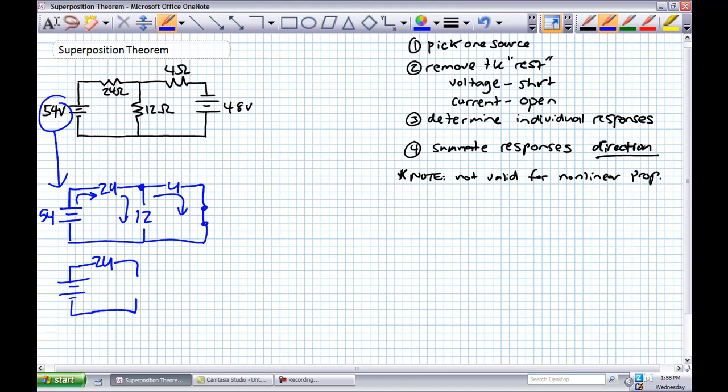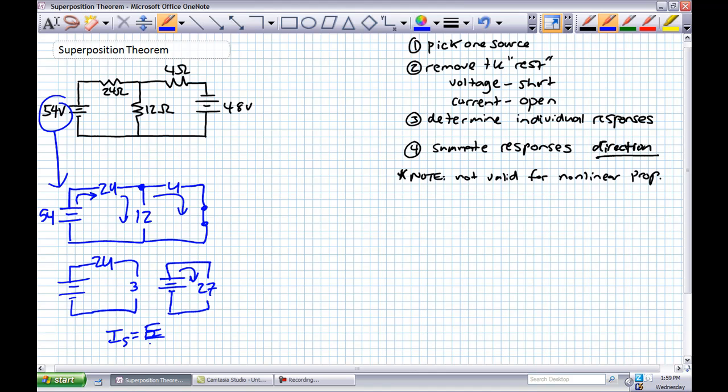So we're collapsing our network to a simplification. The 4 and 12 are in parallel. 4 and 12 in parallel give us a result of 3. The 24 and 3 are in series, which should give us a value of 27 ohms. Okay, so now what is the source current for this incredibly simplified network of resistors? Well, it's a 54 volt source with 27 ohms.